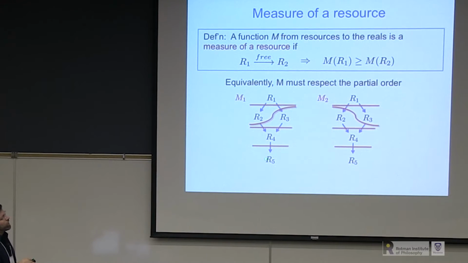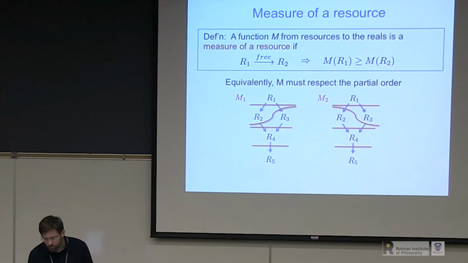Or you can't know what the partial order is based only on the value of one measure. Typically, you need multiple measures. So in this example, I would need to know the values of M1 and M2 to learn that R2 and R3 are not convertible one to the other. And I could deduce the partial order from knowledge of this pair of measures.